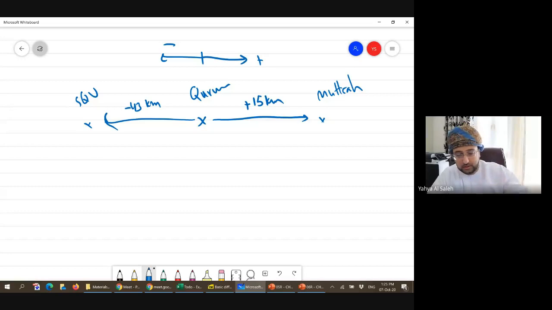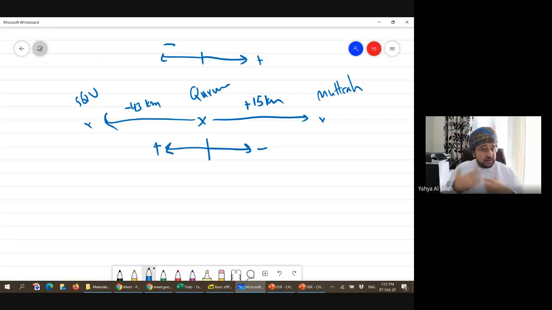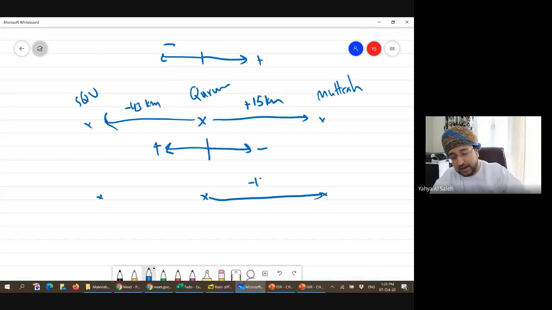Okay. But if I say, no, this is minus and this is plus, because there is no fundamental reason, there is no law that says Matrah must be positive and SQU negative. Right? Someone might say Matrah is going to be positive, and someone else might say Matrah is negative. In that case, Matrah is minus 15 kilometers and SQU is going to be plus 43 kilometers away.